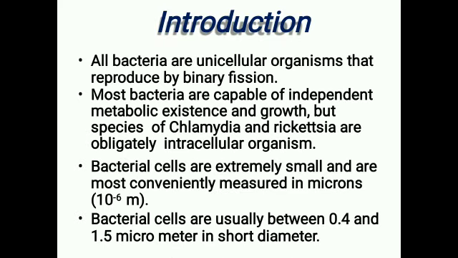First of all, we already discussed the introduction of bacteria. All bacteria are unicellular organisms that reproduce by binary fission, as we discussed earlier. Next characteristic: bacteria grow independently. Bacteria are very small in size, which is measured in micrometers or microns. The size of bacterial cells usually ranges from 0.4 to 1.5 micrometers.